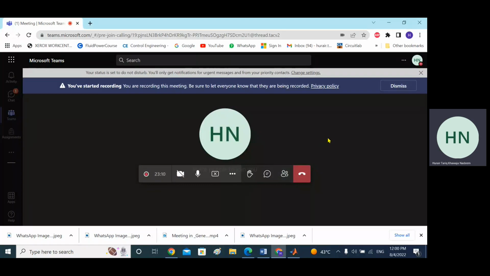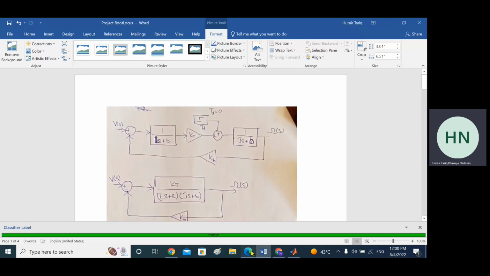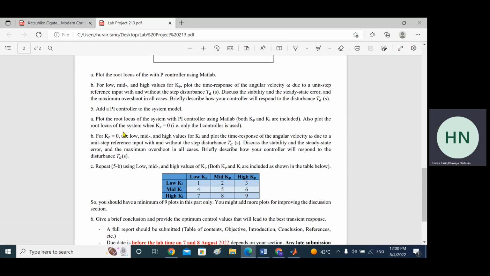Students, now we are going to do part 5B. 5B is add a PI controller to the system model. 5A, sorry, we are going to do 5A, add a PI controller to the system model. Plot the root locus of the system with PI controller using MATLAB. Both KP and KI should be included.